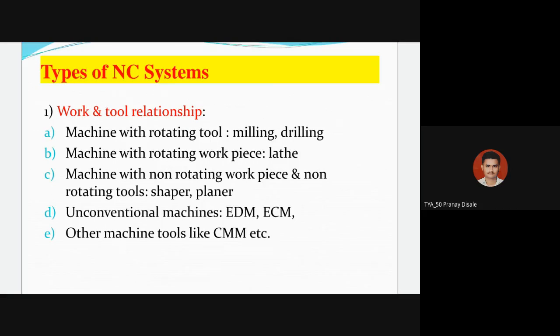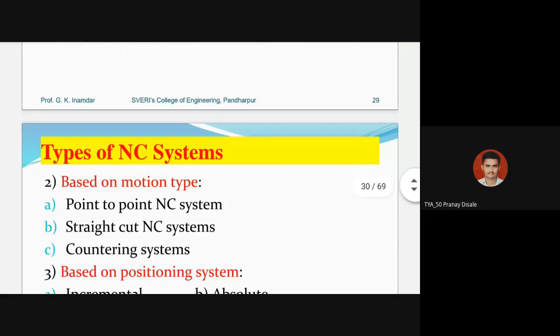Now these are the types of NC system based on the work and tool relationship. Okay. Now the next type is based on the motion type.